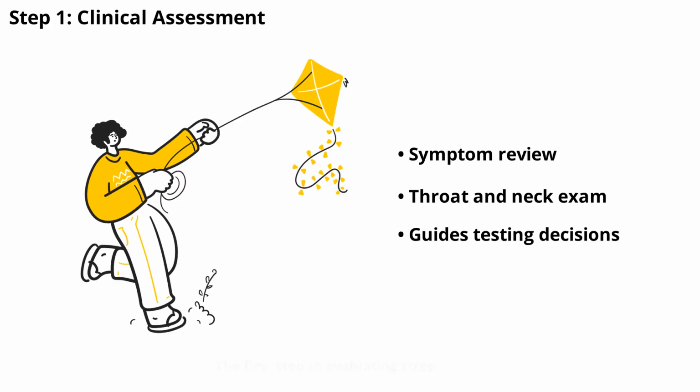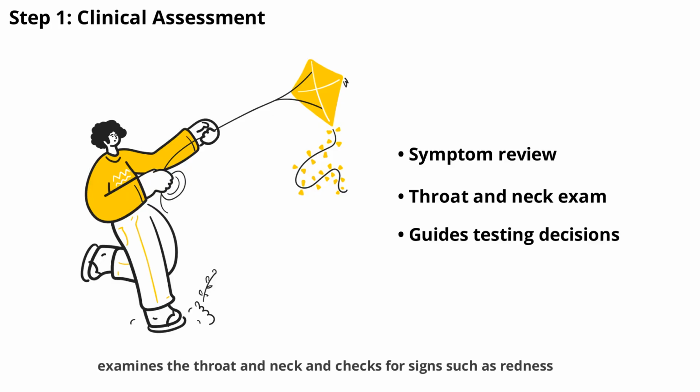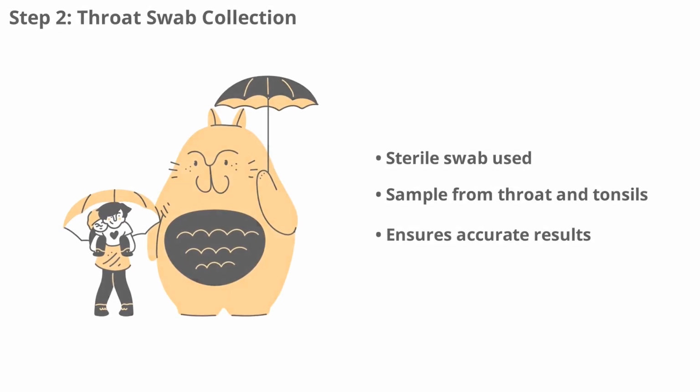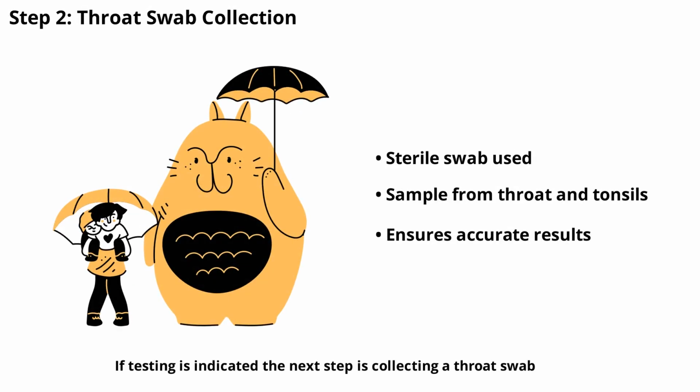The first step in evaluating strep throat is a thorough clinical assessment. The healthcare provider asks about symptoms, examines the throat and neck, and checks for signs such as redness, swelling, and pus on the tonsils. This initial evaluation helps determine whether further testing is needed and guides the choice of diagnostic tests. If testing is indicated, the next step is collecting a throat swab.